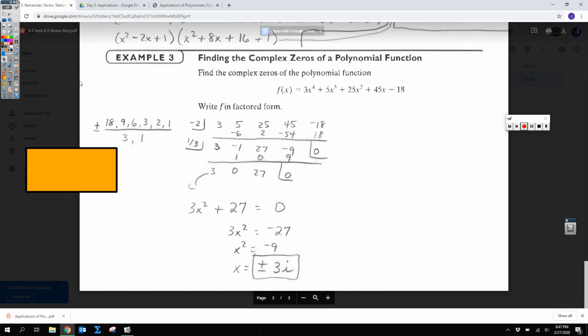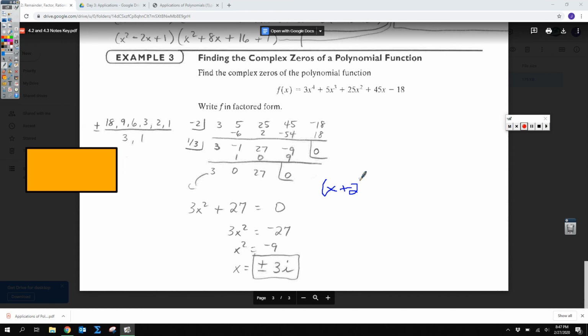Now it says write f in factored form. It's kind of hard to write it here. I don't have a pen, so I'm doing this by hand. But you would have your normal x plus 2. And then you would have your x minus 1/3.